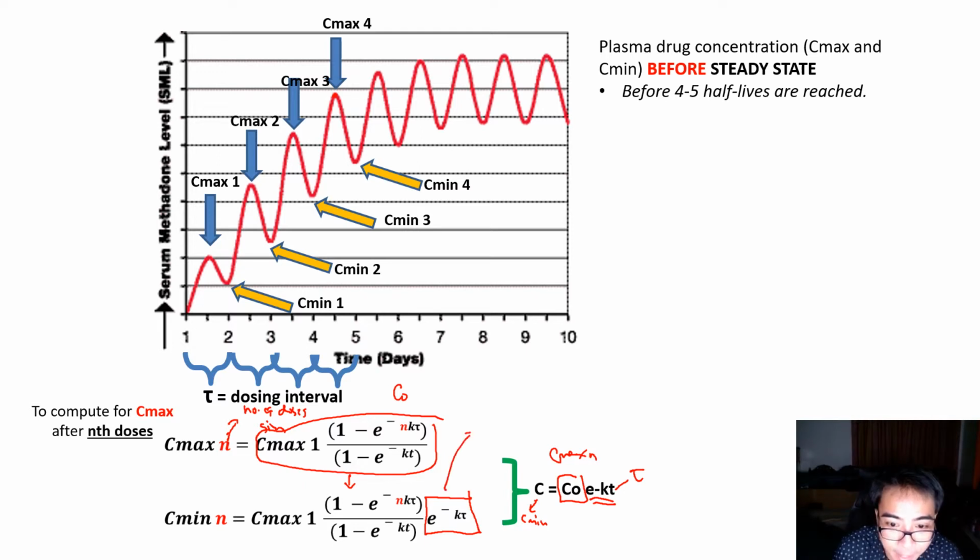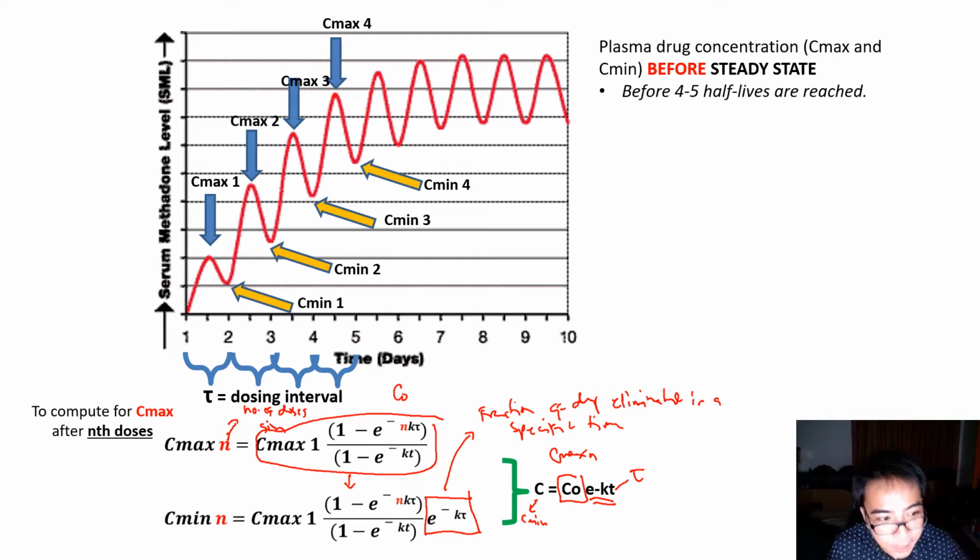Now, class, e^(-Kτ) again is the formula that measures the fraction of drug eliminated in a specific time. This value here, e^(-Kτ), or e^(-Kt), measures the fraction of drug eliminated in a specific time. So how much of the drug was eliminated, or how much of the drug is still remaining after a certain period of time inside the body. That's the formula, e^(-Kt) or e^(-Kτ). Again, I just want you to understand, class, how we were able to derive this formula.